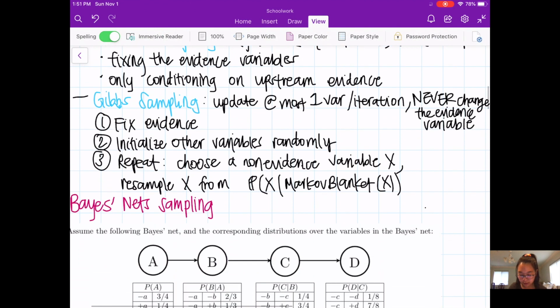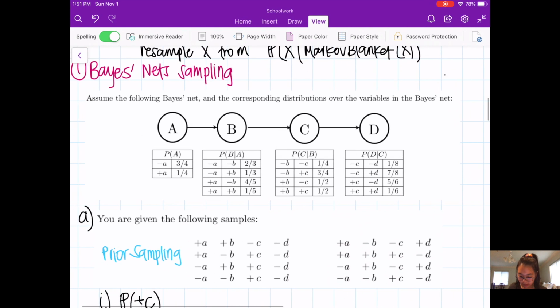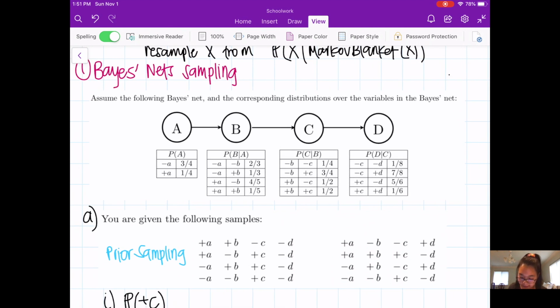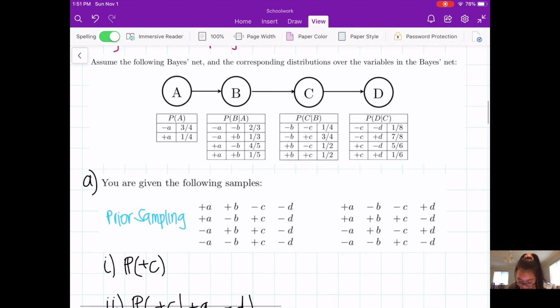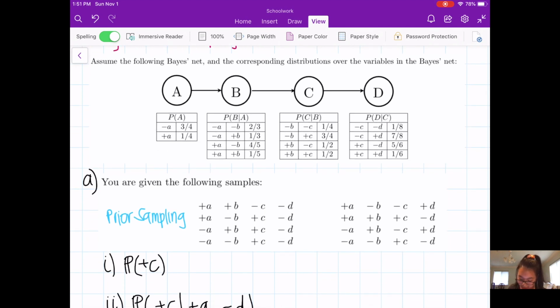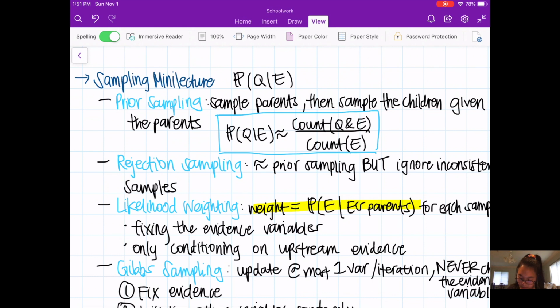So now let's actually go through and try a problem. So here we have problem 1, which is Bayes net sampling, and then we have this Bayes net, and then here are all of our distributions. So just starting at part A, we used prior sampling and got these results, and now we want to use the main formula of probability of Q given E is equal to the count of both of them divided by the count of just the evidence variable in order to get a value for it.